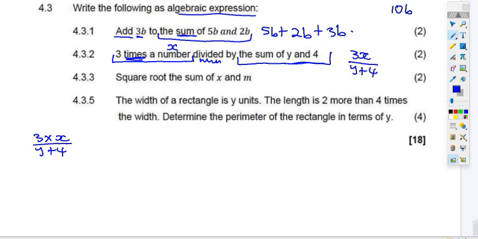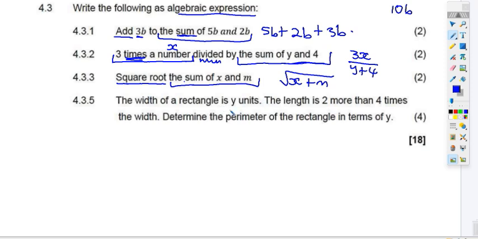All right. The next one is saying square root the sum of x and m. So we have to have the sum of x and m, and that sum, what do we do to it? We put it under a square root. So we are saying the sum of x and m, and so we are saying the square root of the sum of x plus m. That's how we are supposed to write this.